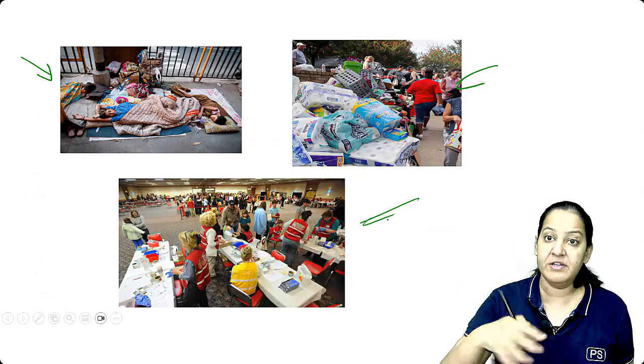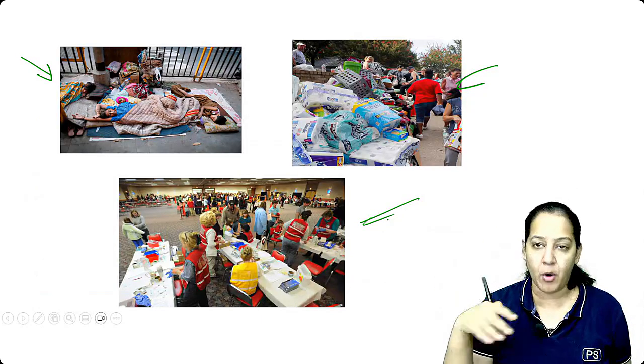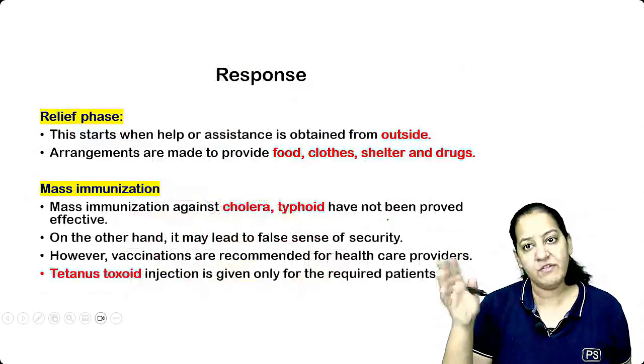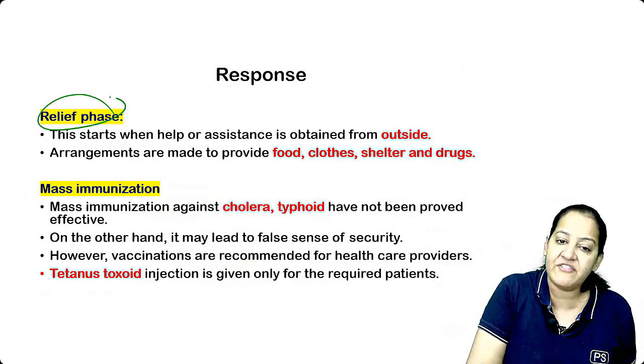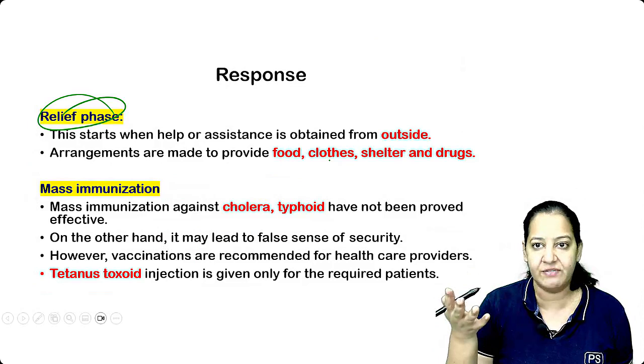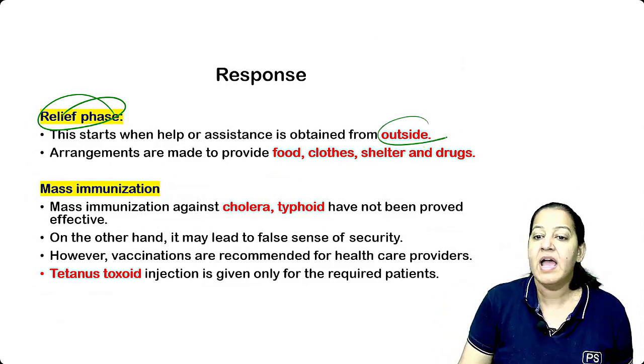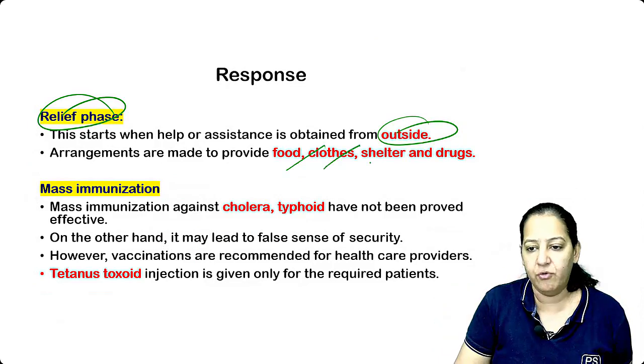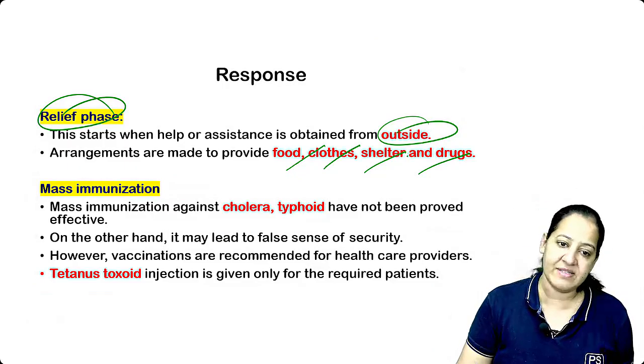What is response? Now the complete country will help. Everyone will send the food, the clothes, the necessities. Everyone will help with transport, monetary help, any help. So relief camps and relief phases are there. The tents will be there. Help is taken from outside: food, clothes, shelter, drugs. Everyone will send something.